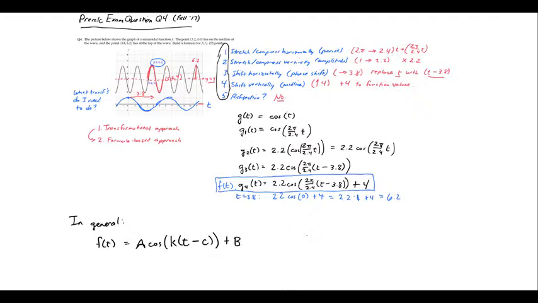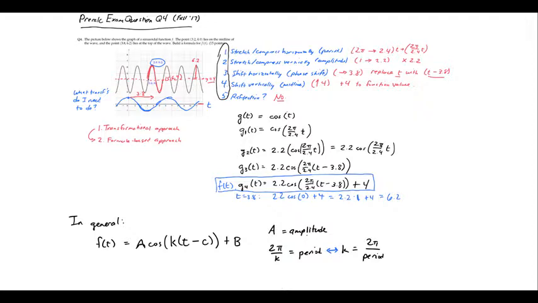And what do the things in this formula represent? A is the amplitude. That's the distance from the midline to the top or bottom of the wave. And then this k, 2 pi over k, is the period. Or alternatively, you can rearrange this using algebra and get that k is equal to 2 pi over the period. Those equations both mean the same thing.